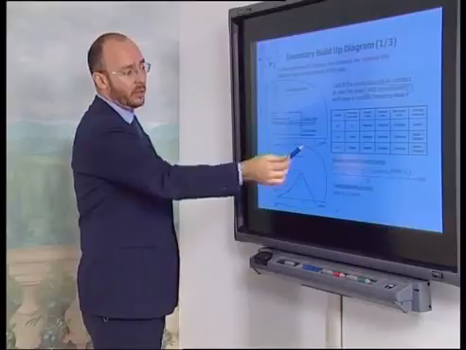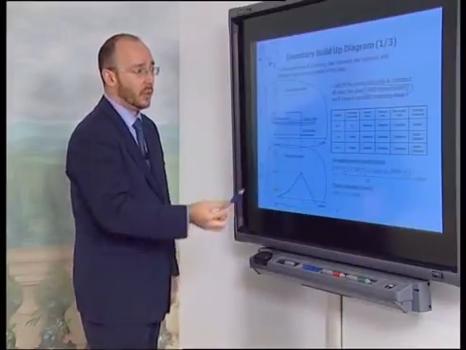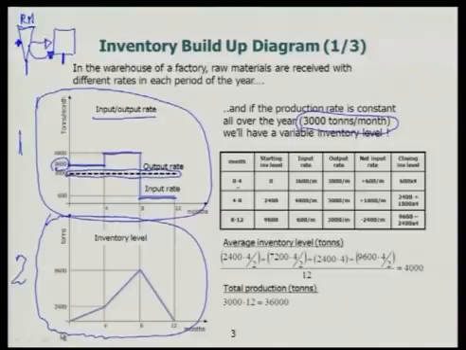The computations are written on the right side of the slide. So we see that from month 0 to 4, the starting inventory level is 0. The input rate is 3,600 tons per month. The output rate is 3,000, so the net input rate is 600 tons per month. So after 4 months, we have an inventory closing level of 2,400 tons, which is right here, because the inventory is going to grow at a rate of 600 tons per month, which is written here.